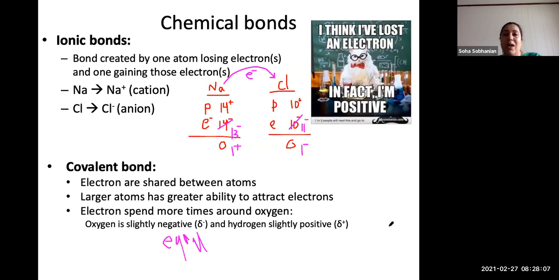And literally, that's all I want you guys to know when it comes to the type of bonds we have: sharing equally, sharing unequally, or complete gain or loss of your electrons.